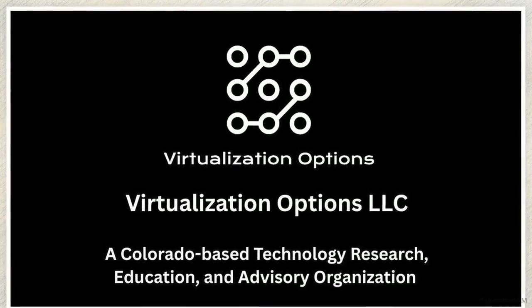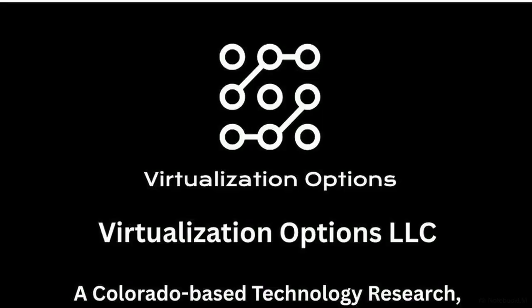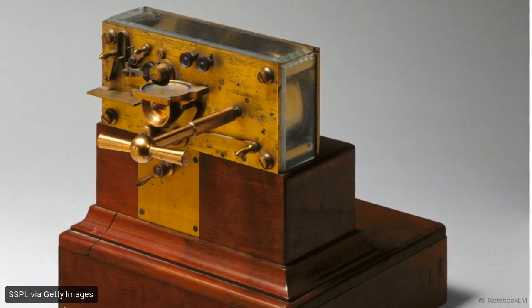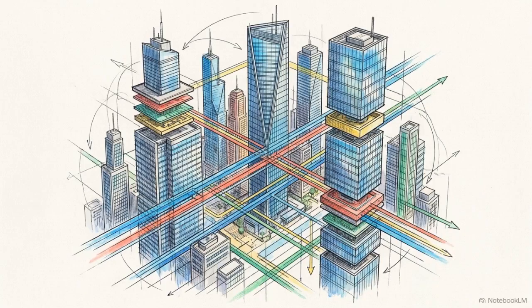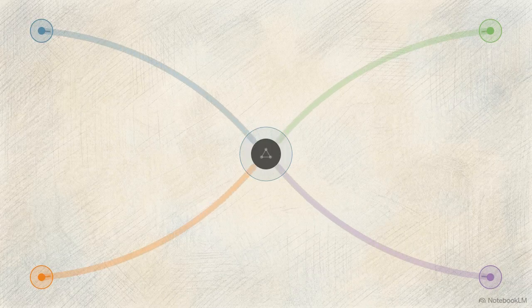This briefing, produced by Virtualization Options LLC, is designed for the IT professional. We map the telecommunications spectrum from its origins in 1840s telegraphy to the AI-driven 6G networks currently in development. Understanding this evolutionary arc provides the context required to manage today's converged networks.